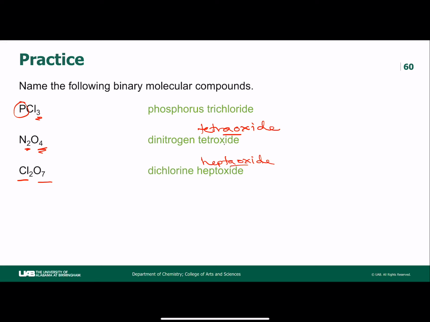All right, that's essentially molecular nomenclature. So your job is to memorize the prefixes and be familiar with the nonmetal compounds and the whole procedure for naming by the time I see you Tuesday or Wednesday, depending on what section you're in.